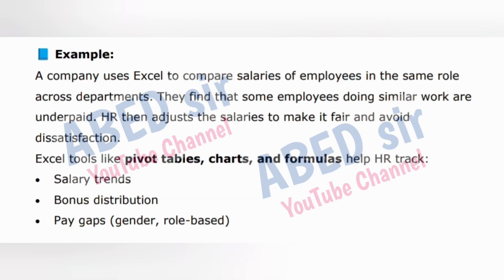In HR analytics, Excel is used to analyze salary data, compare with industry standards, and make smart pay decisions. Example: a company uses Excel to compare salaries of employees in the same role across departments. They find that some employees doing similar work are underpaid. HR then adjusts the salaries to make it fair and avoid dissatisfaction.